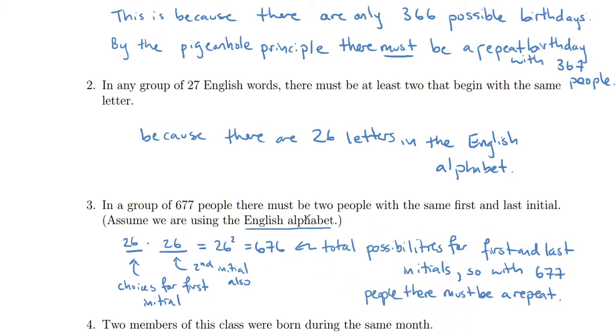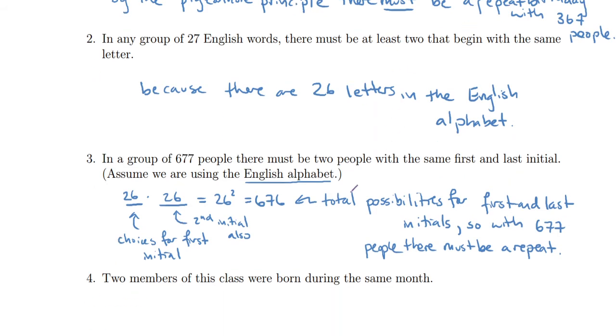So you're thinking of the people as the pigeons, right? And they each have a first and last initial. And then the pigeonholes are these combinations. And we calculated how many total combinations you have. So there has to be a repeat in there somewhere, right? I'm just trying to draw the analogy with the pigeonhole principle. You can kind of see how that's just an abstraction of what you're doing in each of these problems.